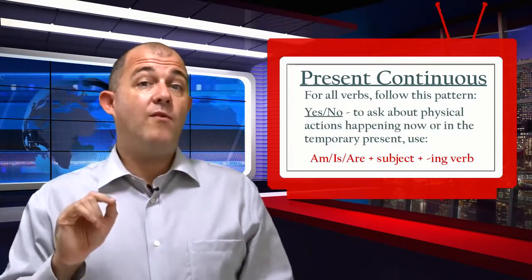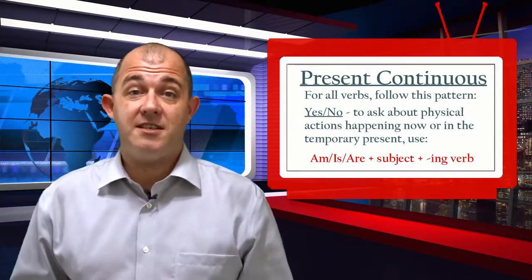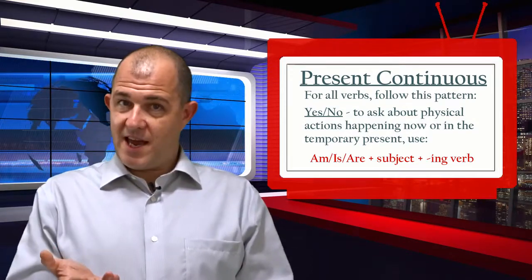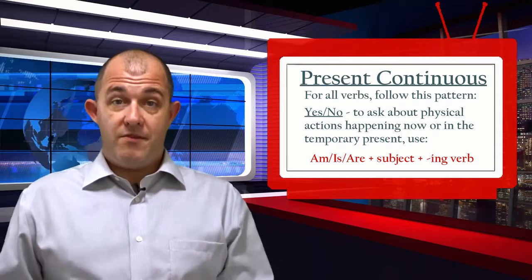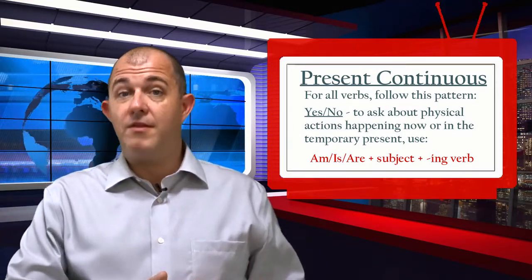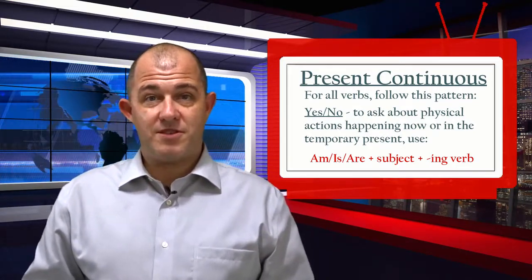There is only one way to ask a yes/no question in present continuous. And for that, you're going to start with the verb, in this case, the verb to be, then the subject, and then the ing verb that you are talking about. So let's look at some examples.